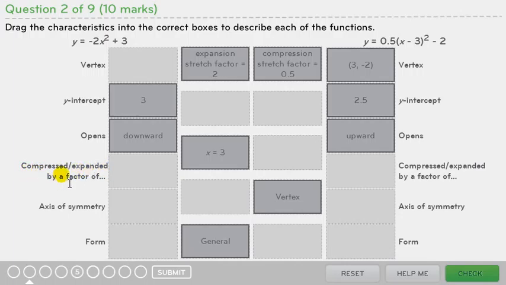Next, our compression or expansion factor. This graph is being expanded by a factor of 2, and this one is being compressed by a factor of 0.5.